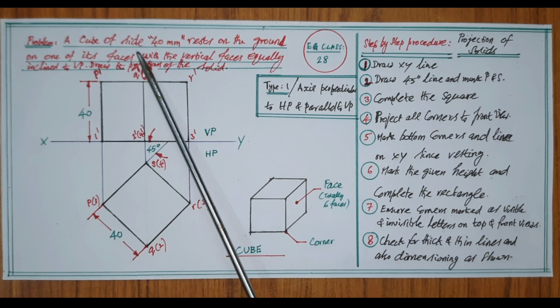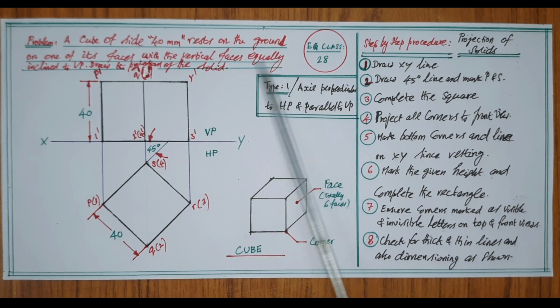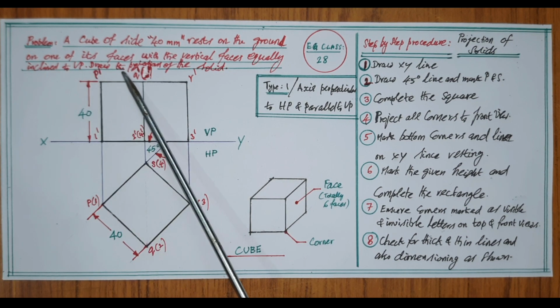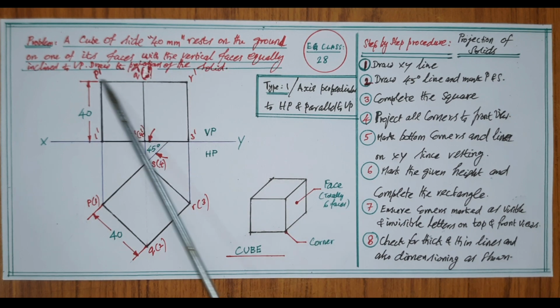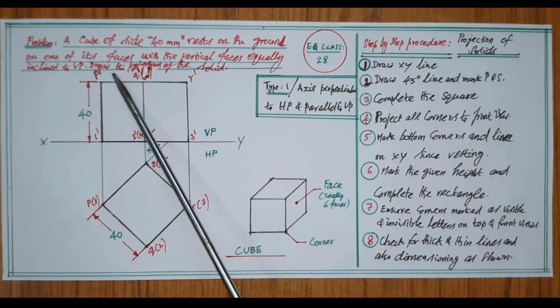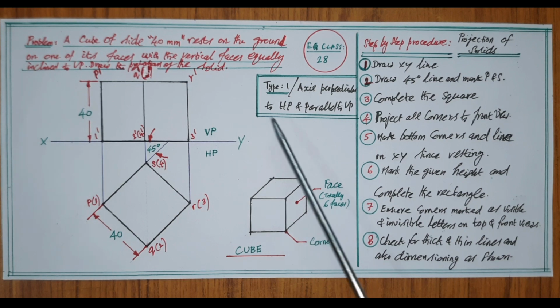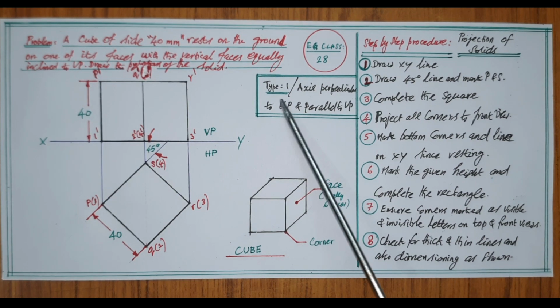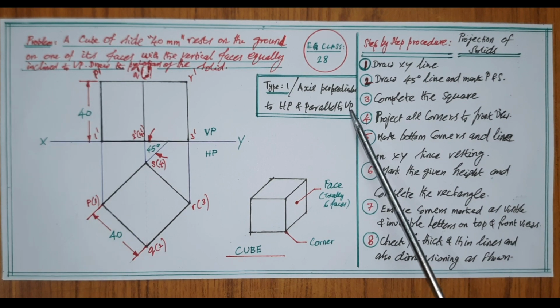A cube of side 40 millimeter rests on the ground on one of its faces with the vertical faces equally inclined to VP, that is vertical plane. Draw the projections of the solid. This is the type of the problem under axis perpendicular to HP and parallel to VP.